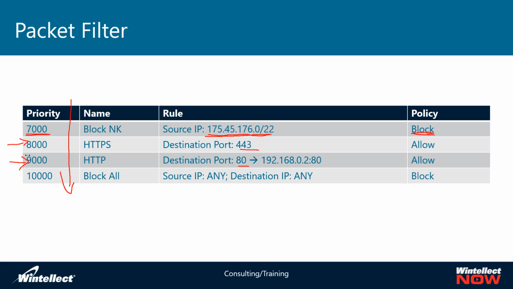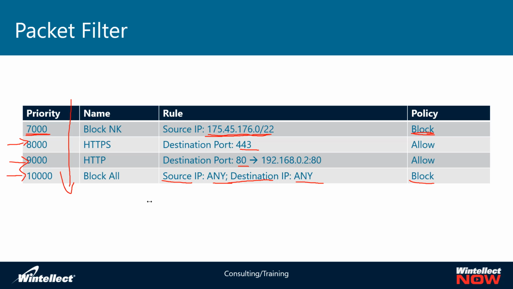Now, if none of these rules are matched, it's going to hit a catch-all rule, and it's going to say any source IP, any destination IP, any port number, block it. And so that's a catch-all rule that's basically saying if no rules match it, block it. Generally speaking, this is a default rule on every packet filter you create, because otherwise you're just going to be allowing everything.